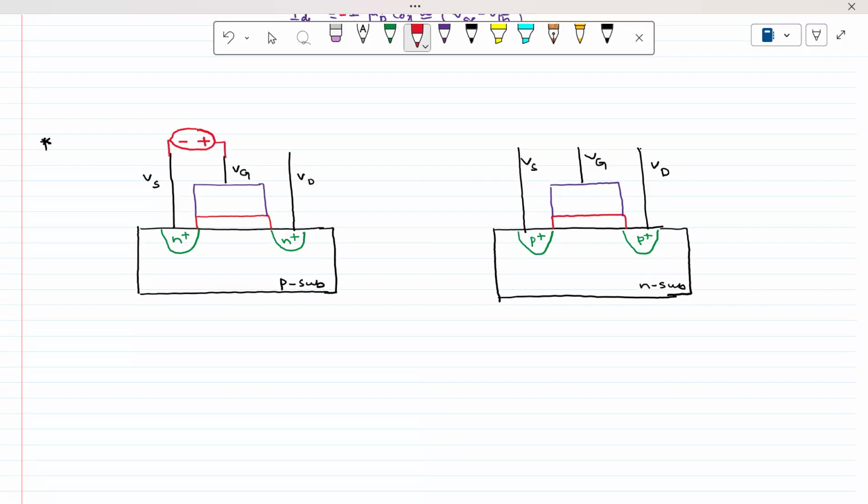Similarly, what is the potential I have to apply between the drain and source? For example, we consider only these two things. We'll come back to that one.